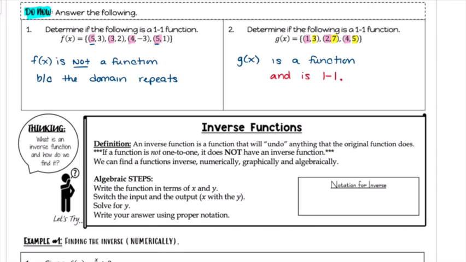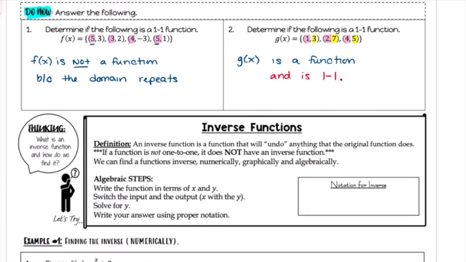All right, so for number one, we can see that f of x is not a function because the domain repeats. The fives are repeated twice. Therefore, since it's not a function, we cannot find one-to-oneness. Number two, we have g of x is a function, looking at the x values, right? Looking at the y values, the range, we determine that it is a one-to-one function.